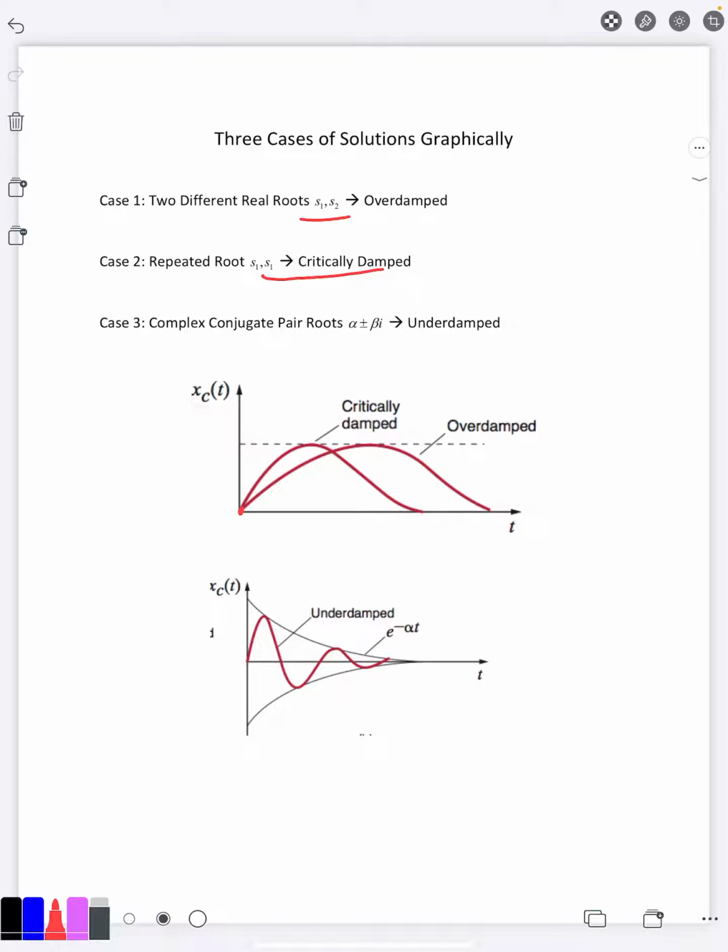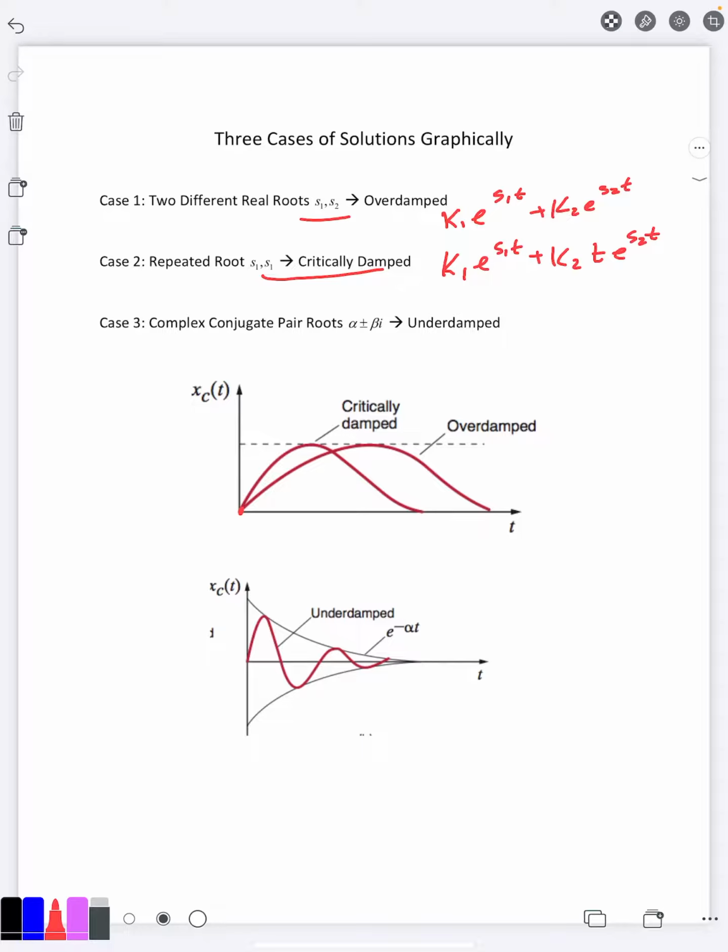Just to remind you, the answer for two different real roots is something like k1 e to the s1 t plus k2 e to the s2 t. So if you were to graph that for two different numbers, s1 and s2, that are both negative, you're going to get a graph similar to what we have shown here. Whereas if you have the repeated root case, it's k1 e to the s1 t plus k2 t e to the s2 t, and that will give you the second graph there.